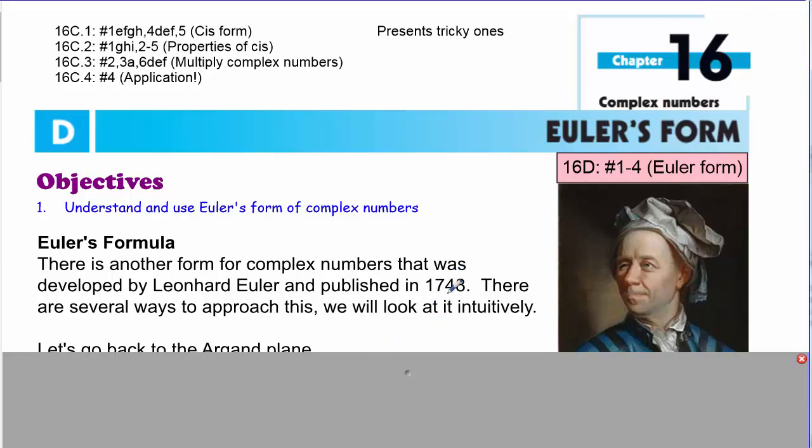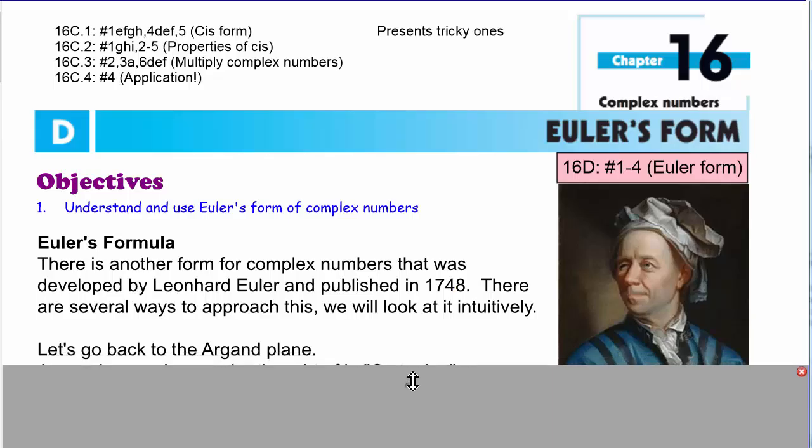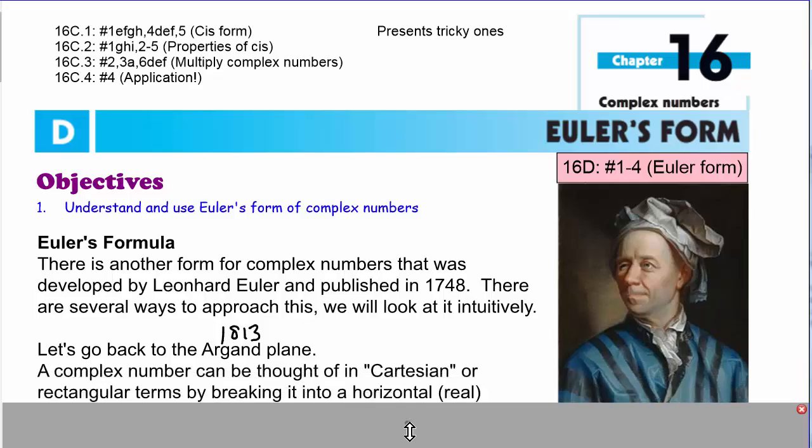But he did it, interestingly, at a time that was well before the Argand plane. You may remember that the Argand plane was developed by a guy named Jean-Robert Argand, and he did this in 1813. So when Euler did this development, he didn't have, or at least it wasn't known that he had, the tool that we're going to be using, which is to visualize some of this in an Argand plane. Let's go back and remember what that was.